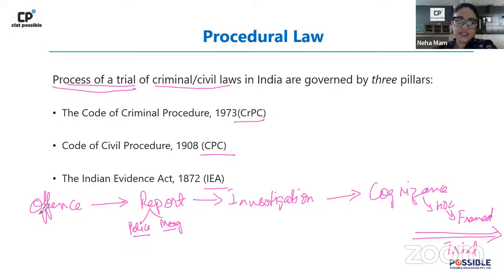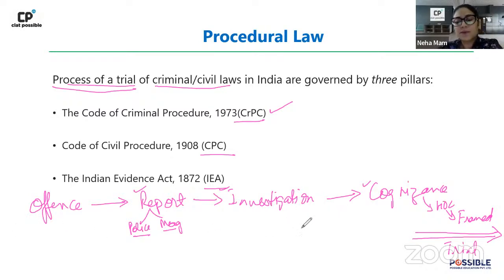So tell me, this offense, report, investigation, does the CRPC, the Criminal Procedure Code, have a role to play in this? Yes or no? The offense is there, the report is there, the police have to investigate, then there will be a hearing of charge, you take cognizance, and then the trial begins. Does the CRPC have a role to play? Yes, of course it does, right? Because that is the one telling you that you file a report. It is telling the investigation agency to investigate, and then it goes to the magistrate for cognizance, right? So I believe all of you are with me till now.